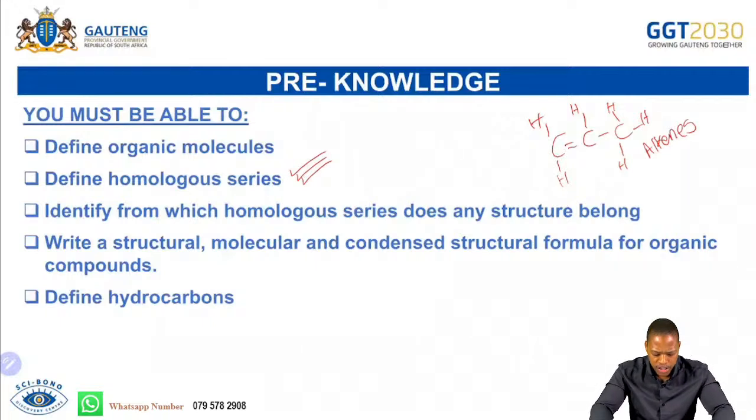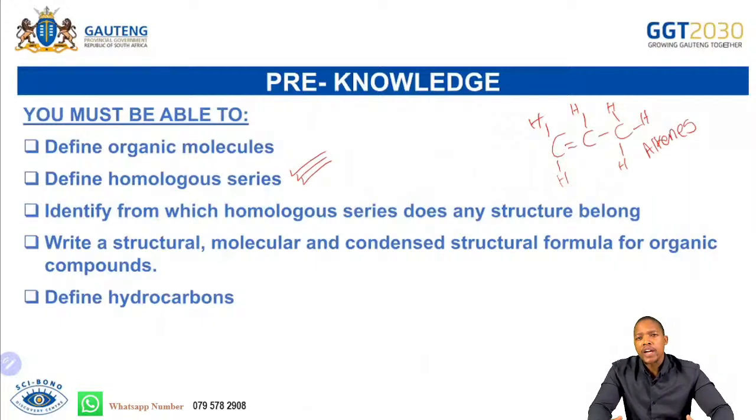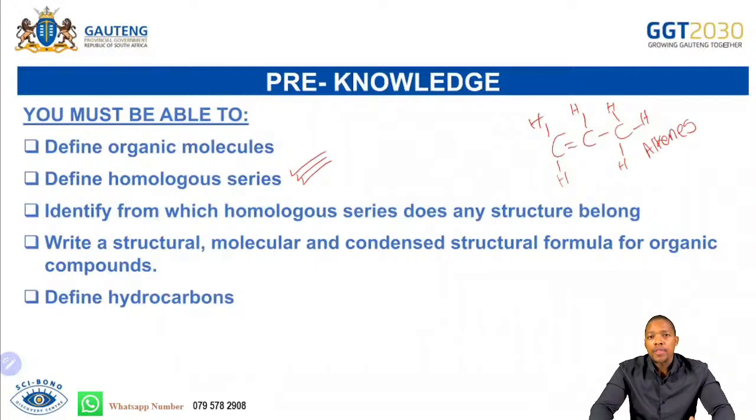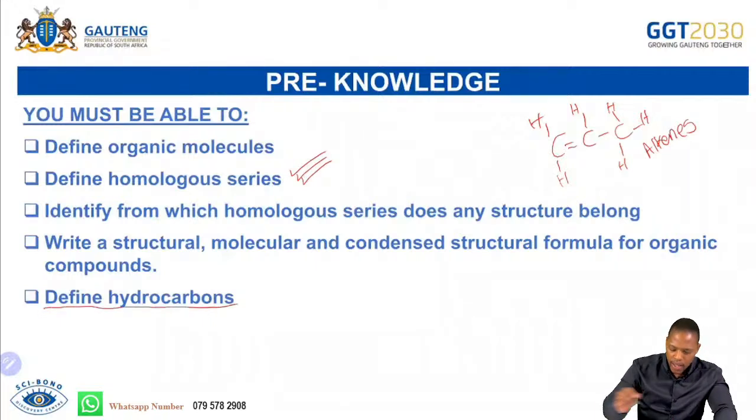You must be able to write structural formulas. You must be able to write molecular formulas. And you must be able to write condensed structural formulas for any organic compounds within the 9 homologous series, of course. And lastly, you must be able to define hydrocarbons, as we spoke about hydrocarbons in the previous week. Today we want to speak about the difference between a saturated hydrocarbon and an unsaturated hydrocarbon. That shows you right there that before you can distinguish between saturated and unsaturated hydrocarbons, firstly, you must be able to understand what a hydrocarbon is. So that means you must be able to define a hydrocarbon.